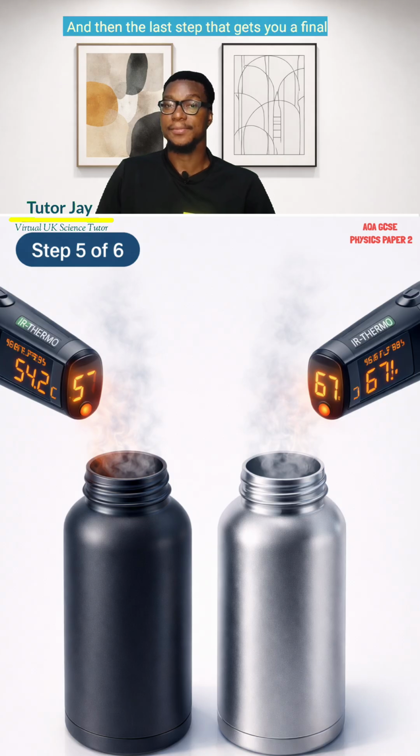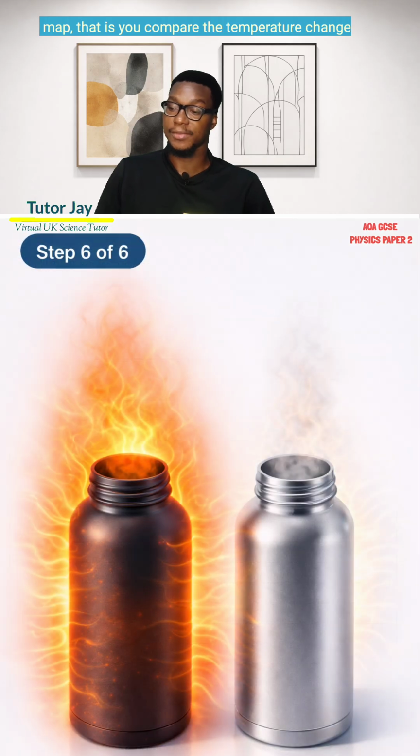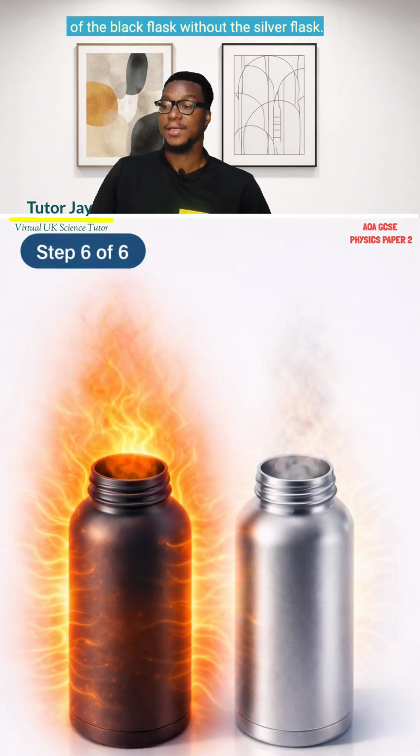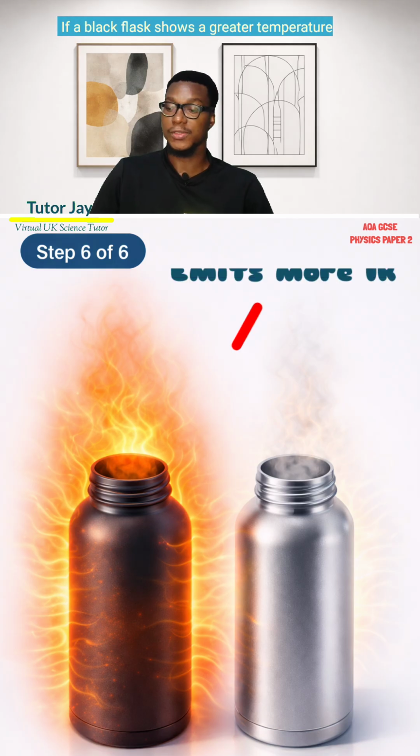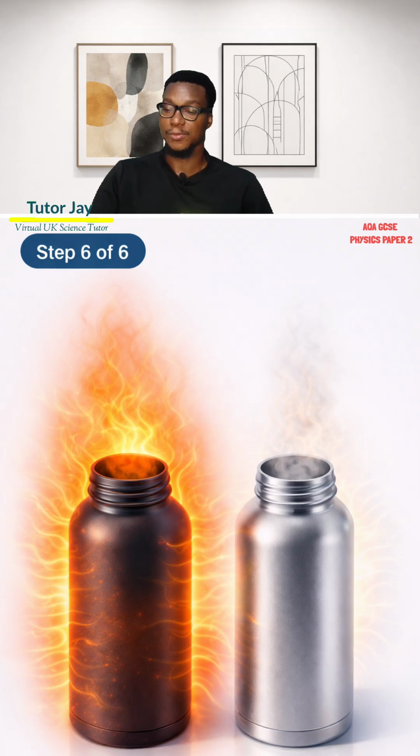And then the last step that gets you your final mark is that you compare the temperature change of the black flask with that of the silver flask. If the black flask shows a greater temperature decrease, that means the hypothesis is supported.